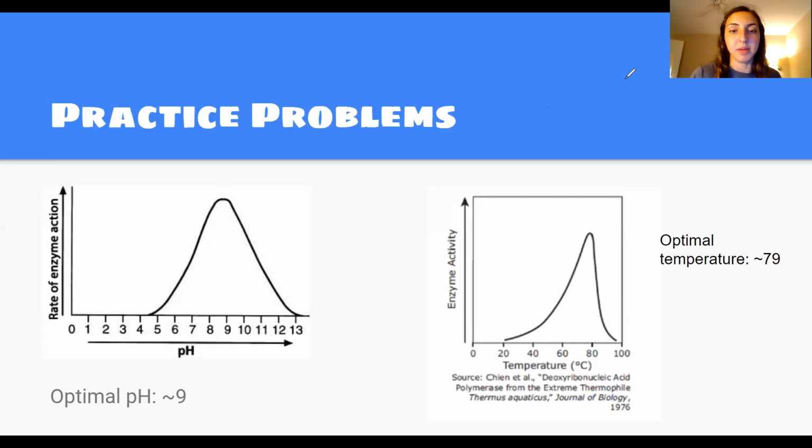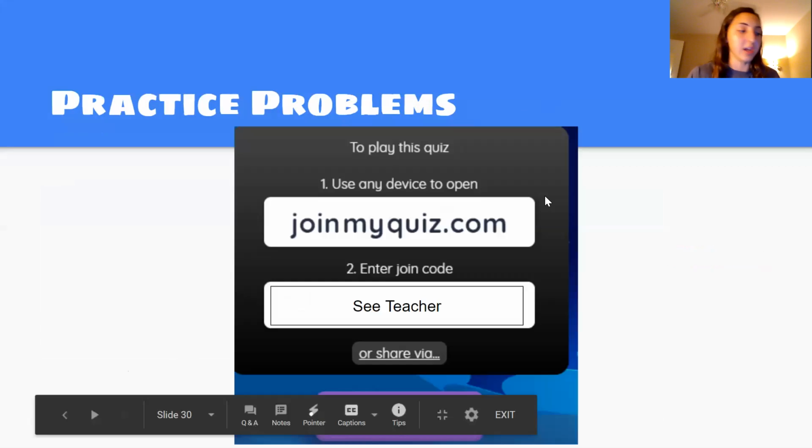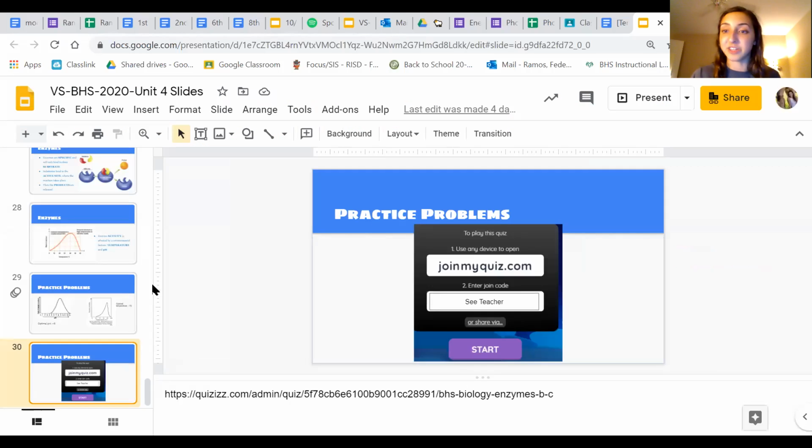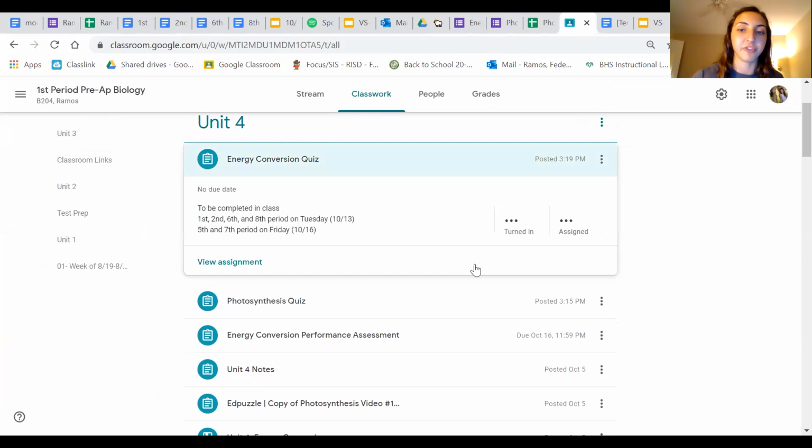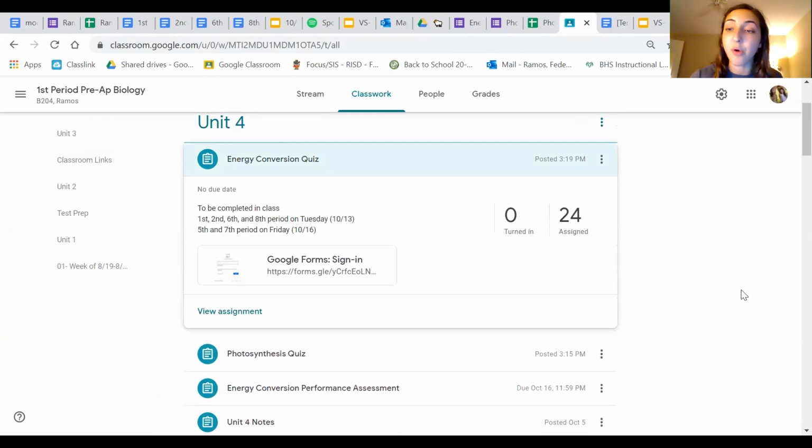Now, we are not going to be doing this quiz. We're actually going to be taking the quiz for energy conversion. That's located in Google Classroom. Let's see, energy conversion quiz. Go ahead and do that now.